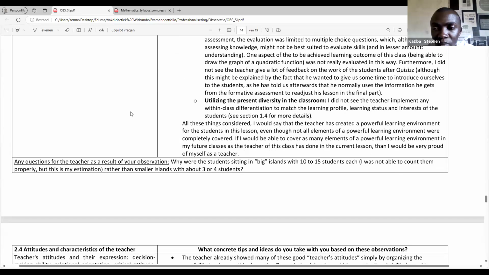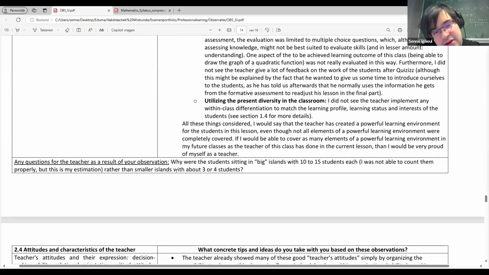Good. Okay. Another question that I had was about the student placement. We already talked a little bit about that. The way that the students were sitting is they were facing each other, right? Yes, sitting, yes.